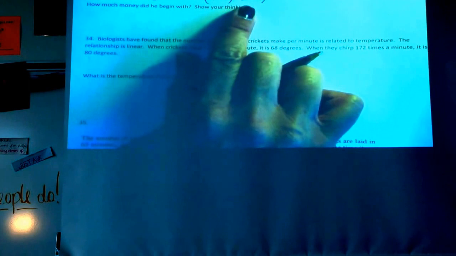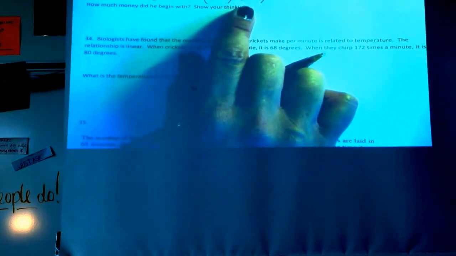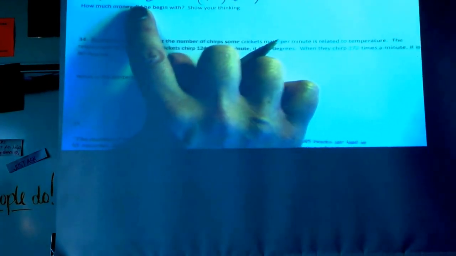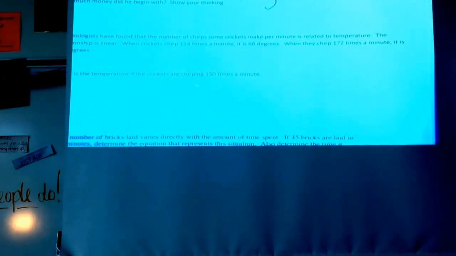Days is going to be independent. Days comes before money spent. I have a point and a slope. I have a point, the (14, 68), and I have a slope, his rate of change. So I go to y minus 68 equals m times (x minus 14). So y minus 68 equals negative 3 times (x minus 14).